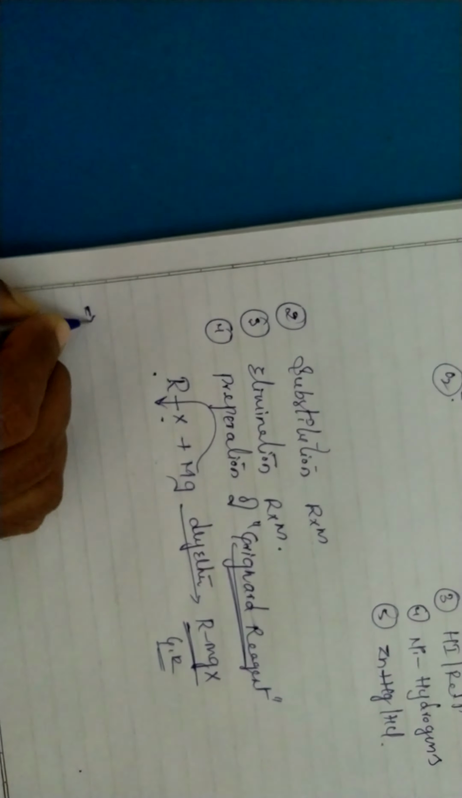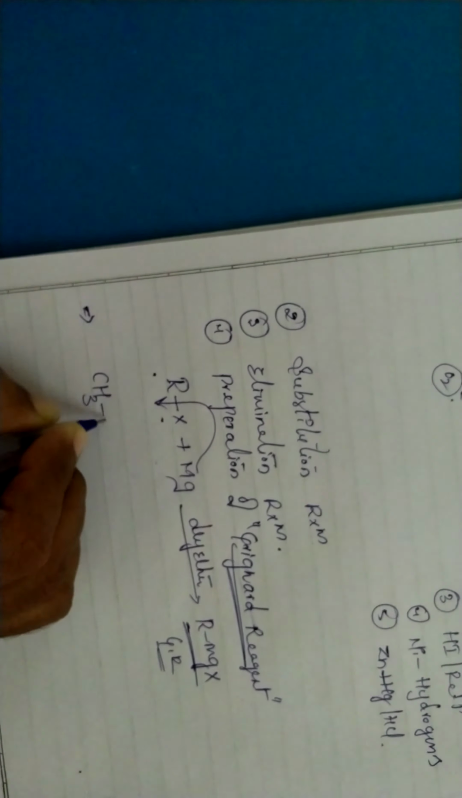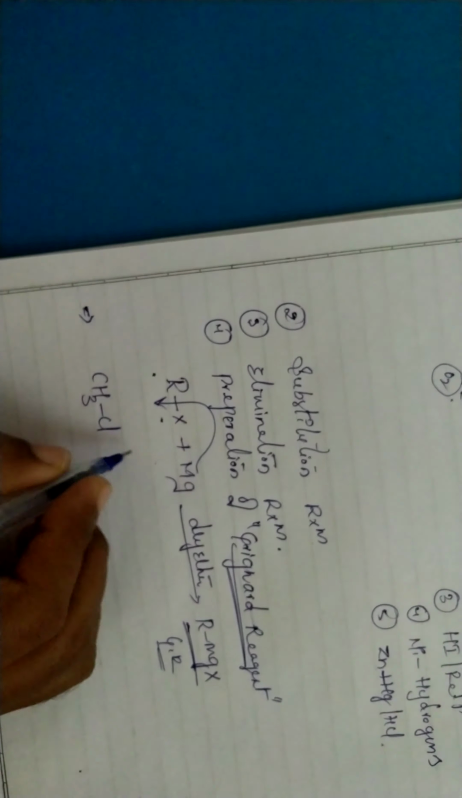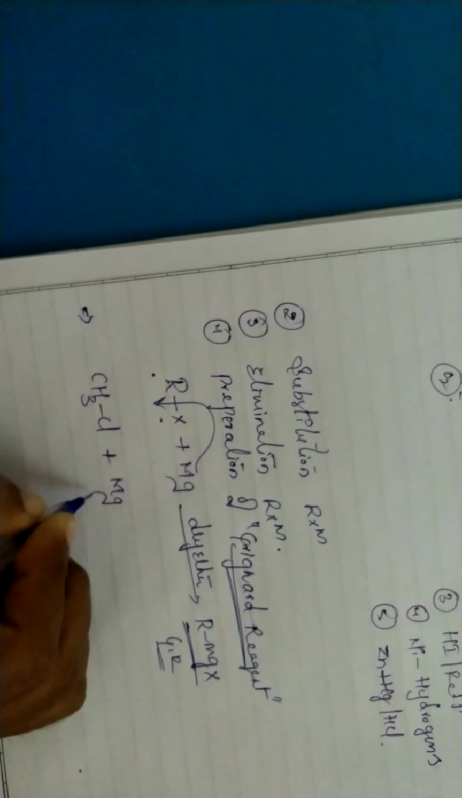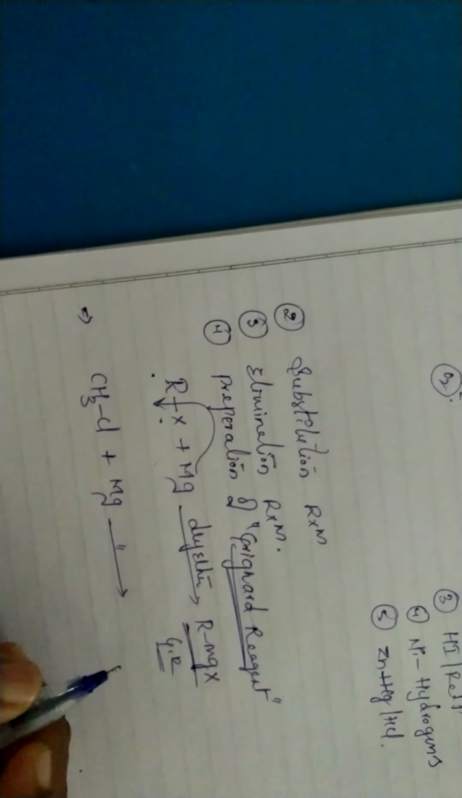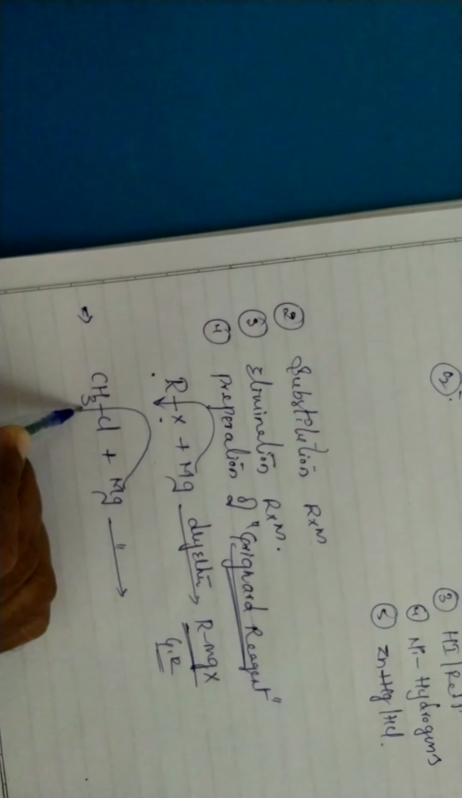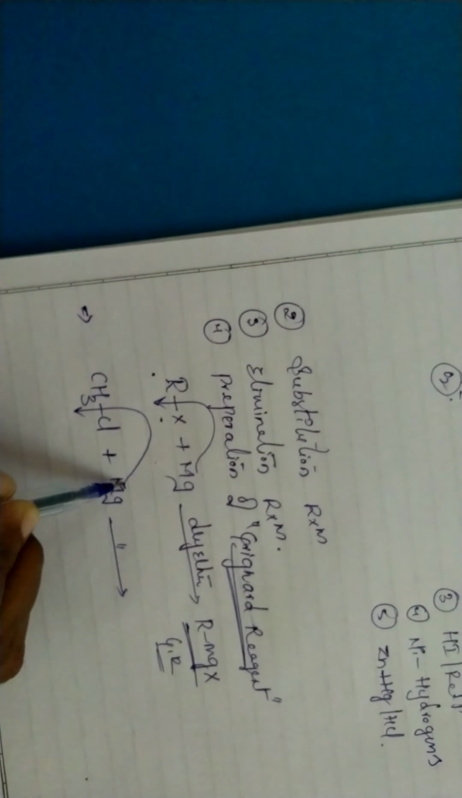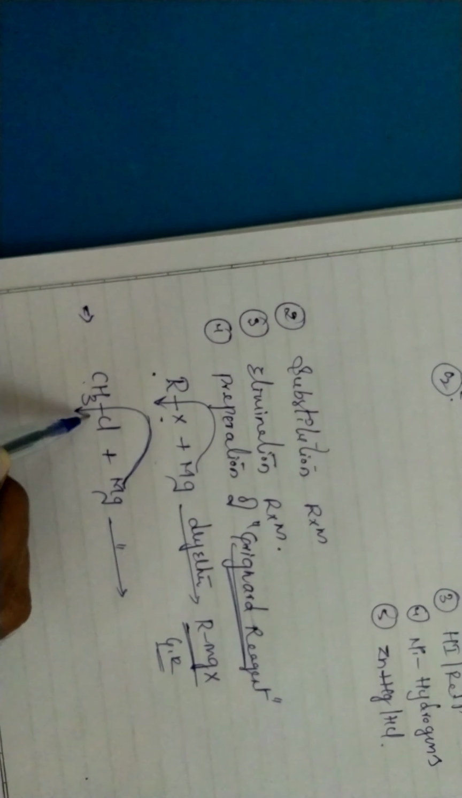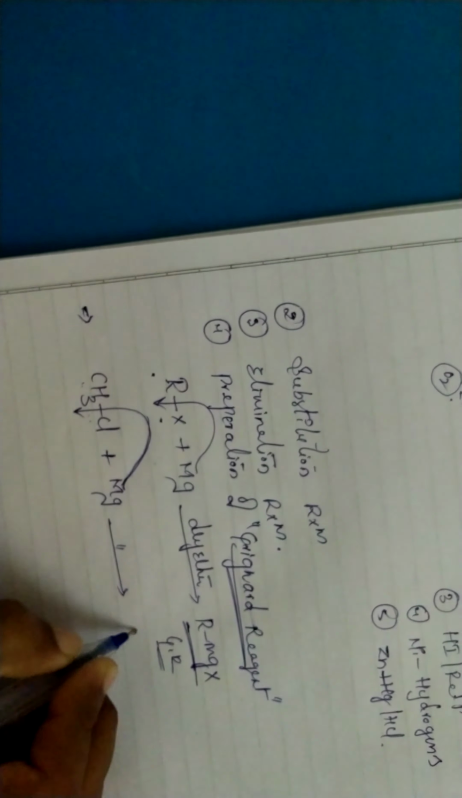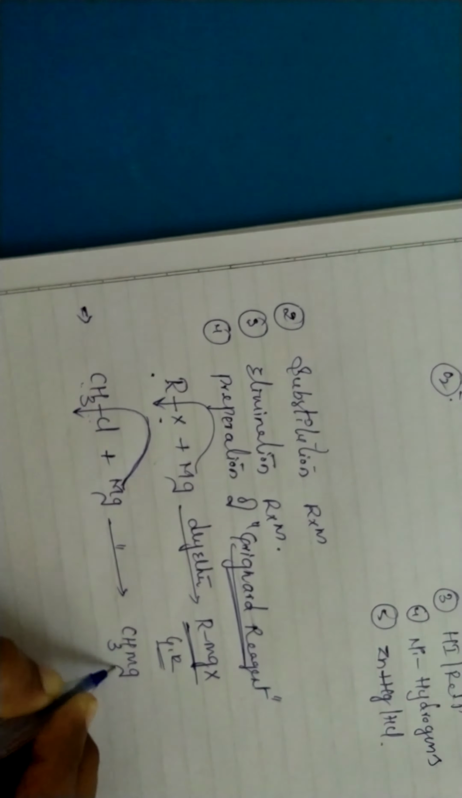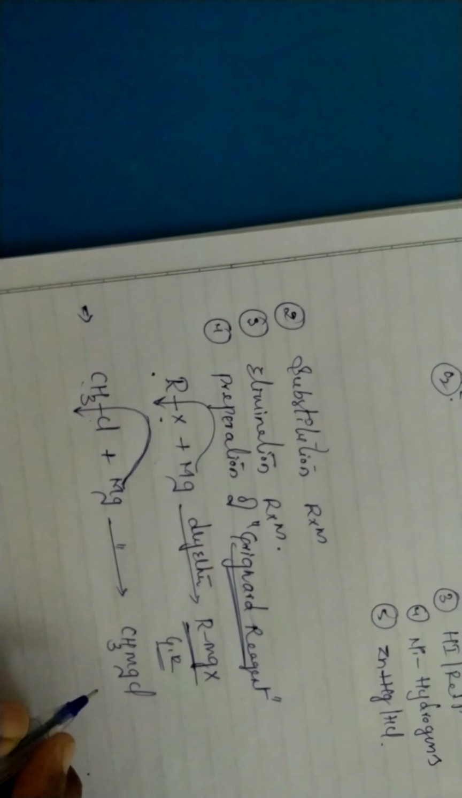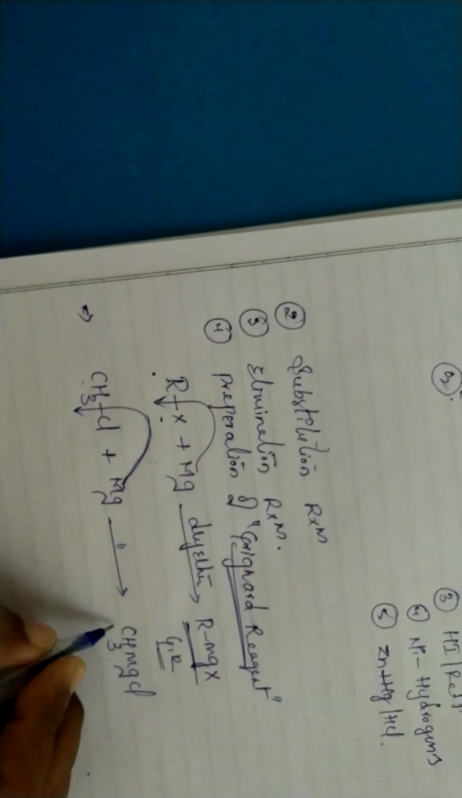If you see the example, I am taking here CH3Cl, that is methyl chloride. When methyl chloride reacts with magnesium metal in presence of dry ether, the magnesium will insert between the CH3 and Cl. So we have to do only one thing. We have to place this magnesium in between the methyl and chlorine. Then we will get CH3MgCl.